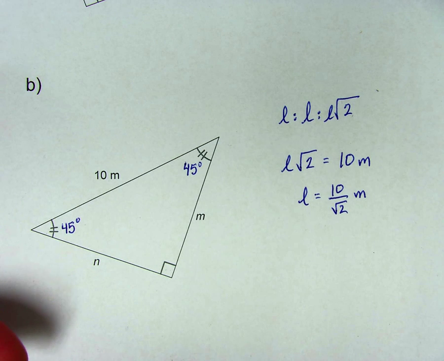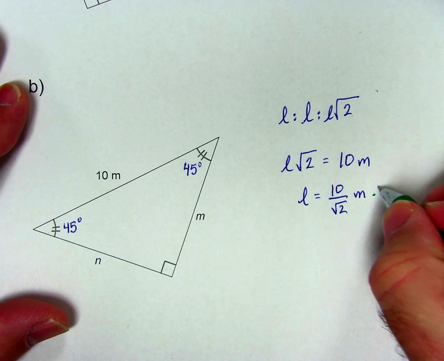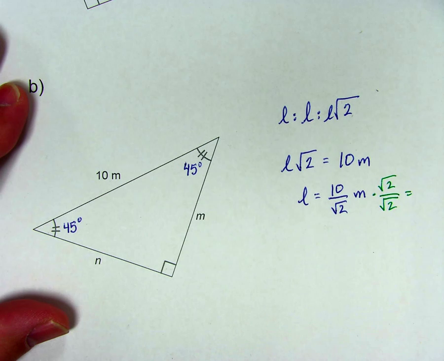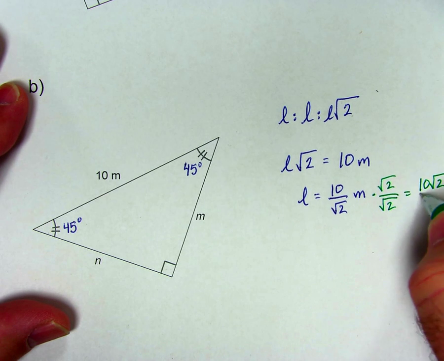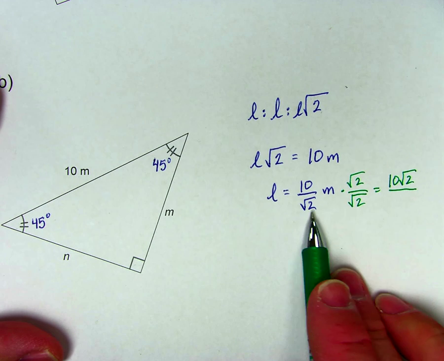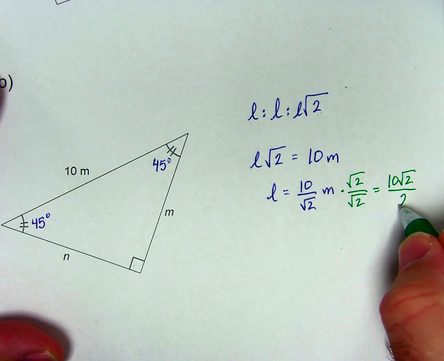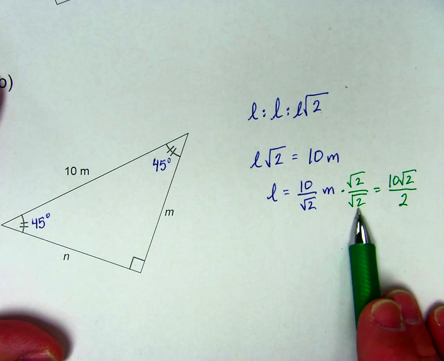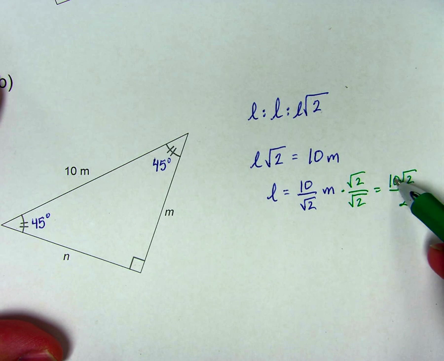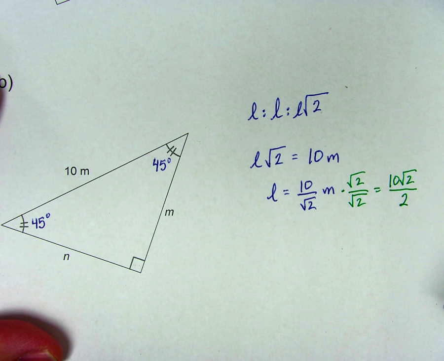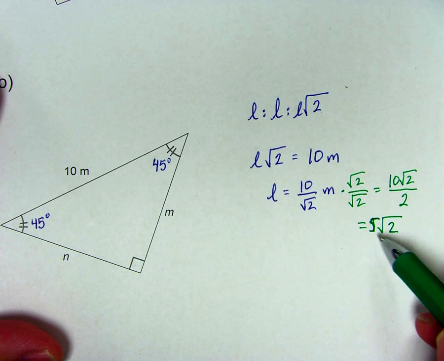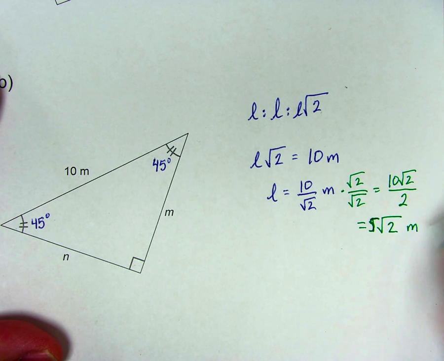So if I were to multiply both the numerator and denominator of this fraction by the square root of 2, in the numerator, I get 10 times the square root of 2, but in the denominator, the square root of 2 times the square root of 2 is just 2. If I multiply the square root of 2 times itself, it means I get 2. And notice then, with these two values that are outside the square root, I can simplify that to be 5 times the square root of 2. 10 divided by 2 is 5. And that would be in meters.